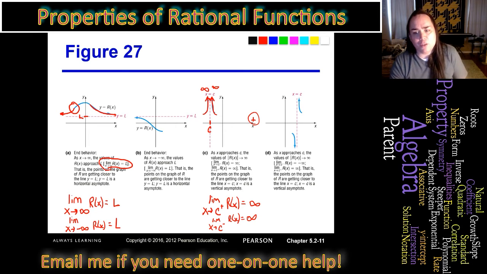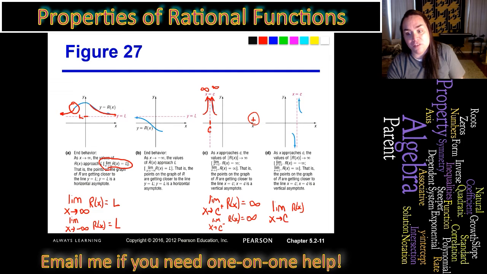And what we can do there, since the limit is the same on both sides of c, instead of splitting it into two different parts, c plus and c negative, because the limits are both the same, they're both infinity, we can just combine that into one statement. We can just say the limit of r of x as x approaches c from either side is the same value. It's infinity. So that's an important thing to know.